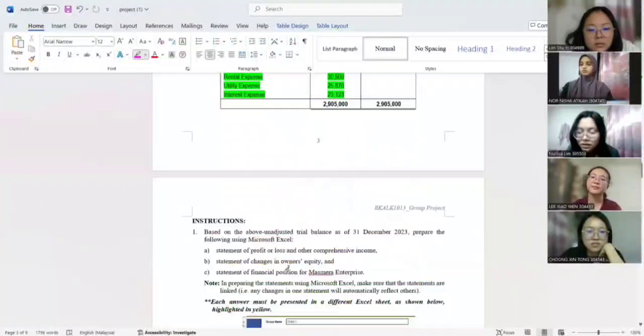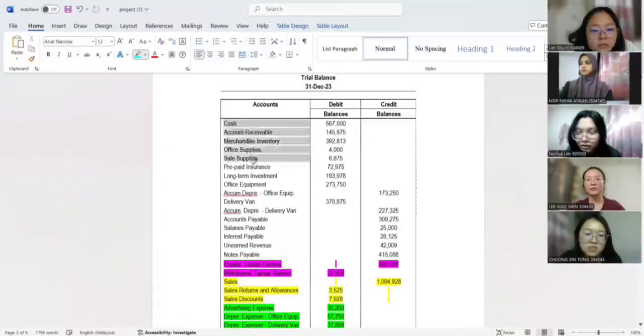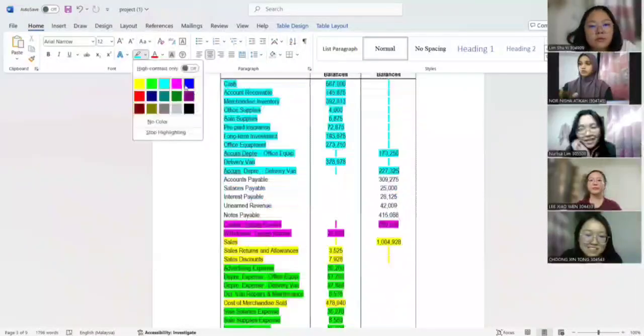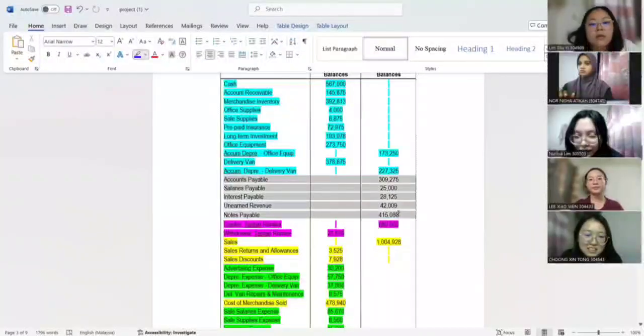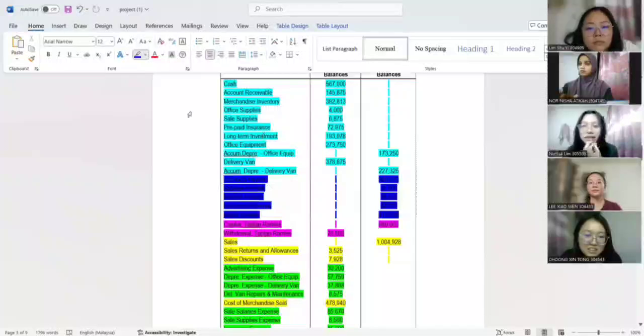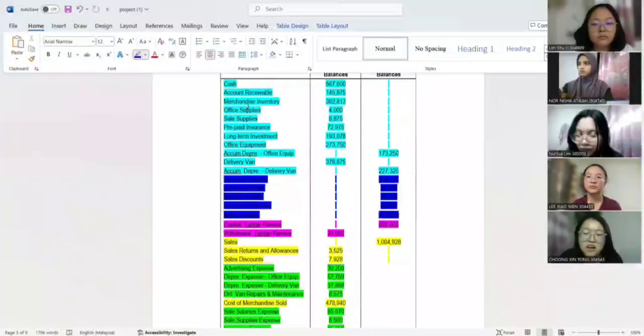Okay, so let's talk about the financial position. In the financial position, first we have the component of assets, which is property, plant, and equipment. We can highlight from the trial balance, from cash until the accumulated depreciation of delivery rent. For the liability part, it starts from the accounts payable until notes payable. It needs to be summed up to get the liability. In this case, we will total up the total assets, which is the property, plant, and equipment, plus the current assets. So we can get the total assets.